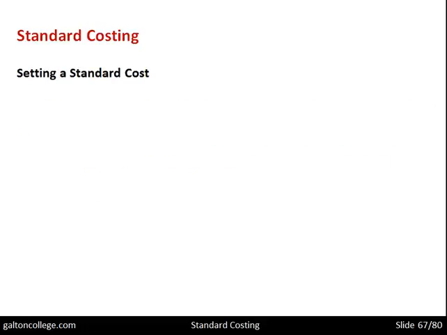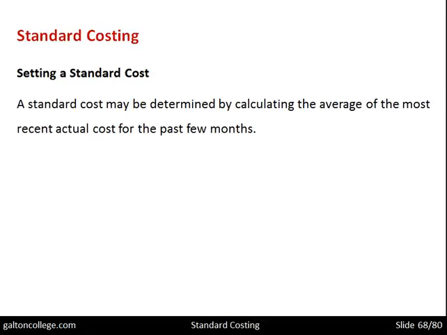Now, setting a standard cost. Well, a standard cost may be determined by calculating the average of the most recent actual costs for, let's say, the past few months. In other words, the accountant collects some data on the costs of a particular product or a particular activity. They collect the costs for different time periods and take an average, look at the trend and make an estimate.